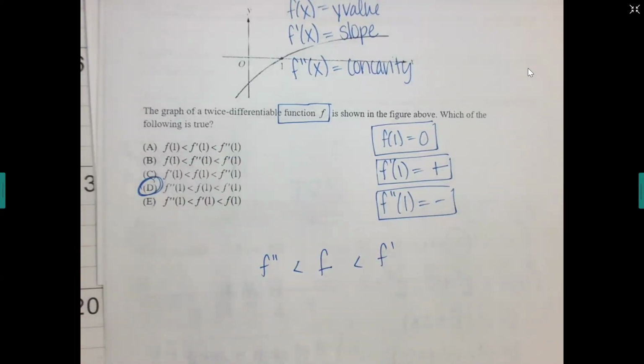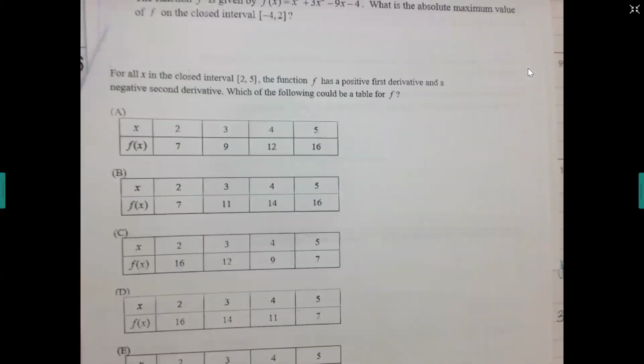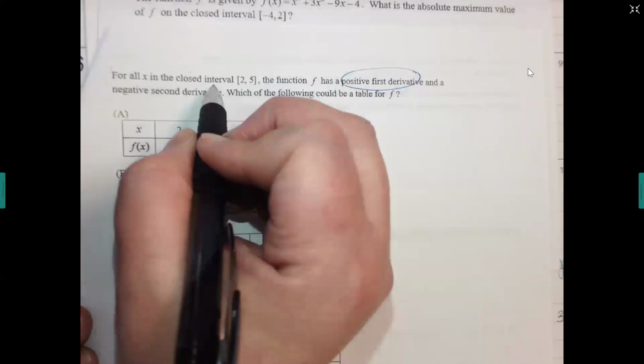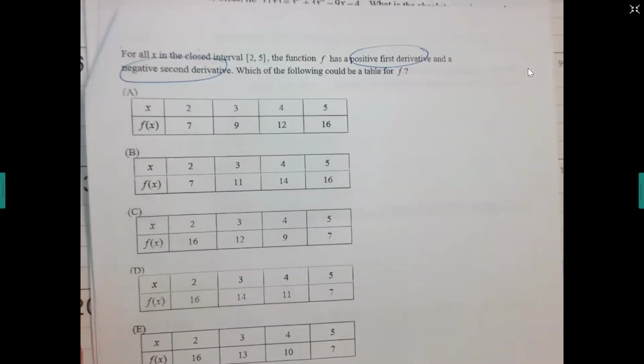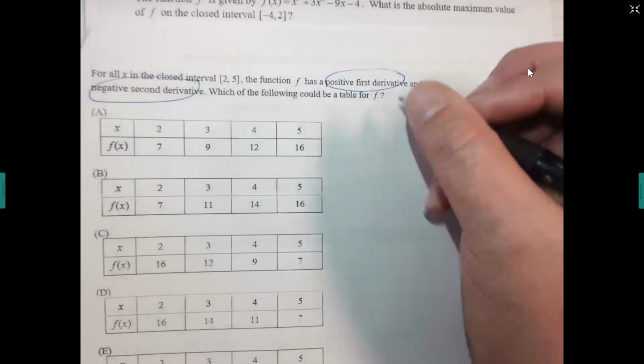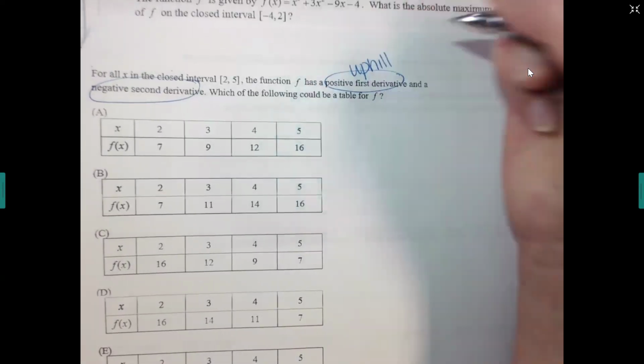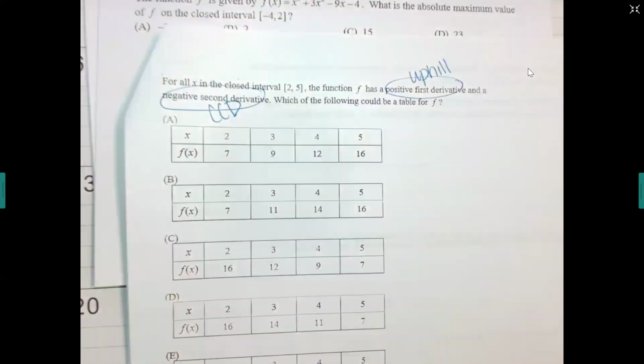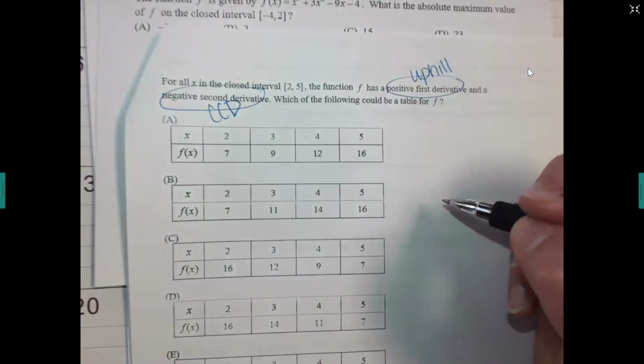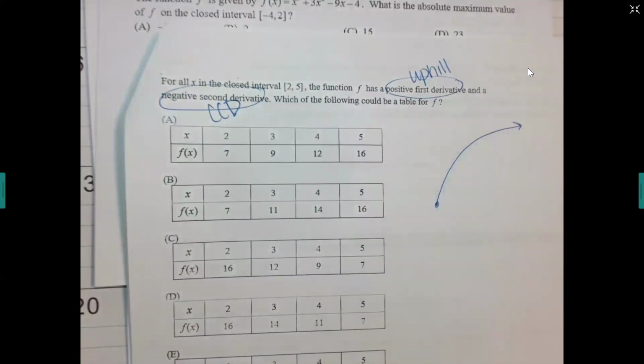All right, let's go ahead and turn the page. Let's see if we can do one more. Okay, we want a positive first derivative and a negative second derivative. I want you to draw me a little snip of a graph that looks like that. What does positive first derivative mean? Positive slope, very good. So I need it to go uphill. And then negative second derivative means what? Concave down. So I'm gonna put CCD. So draw me a graph that looks like that. Uphill, concave down, it has to look like that.